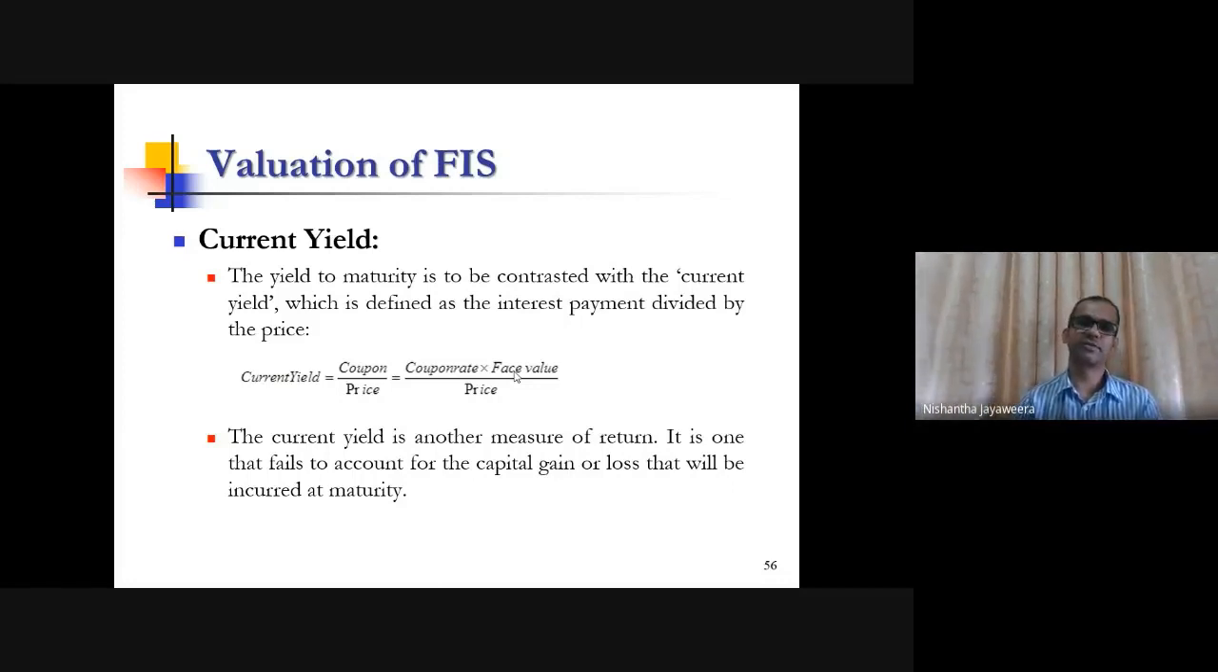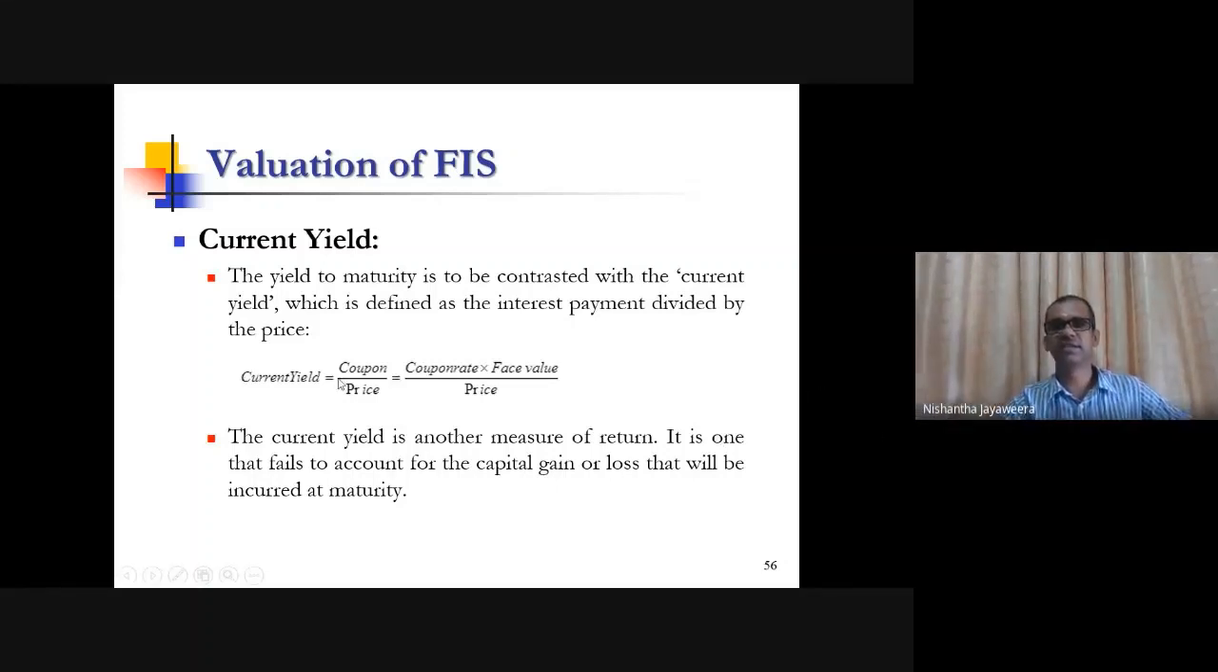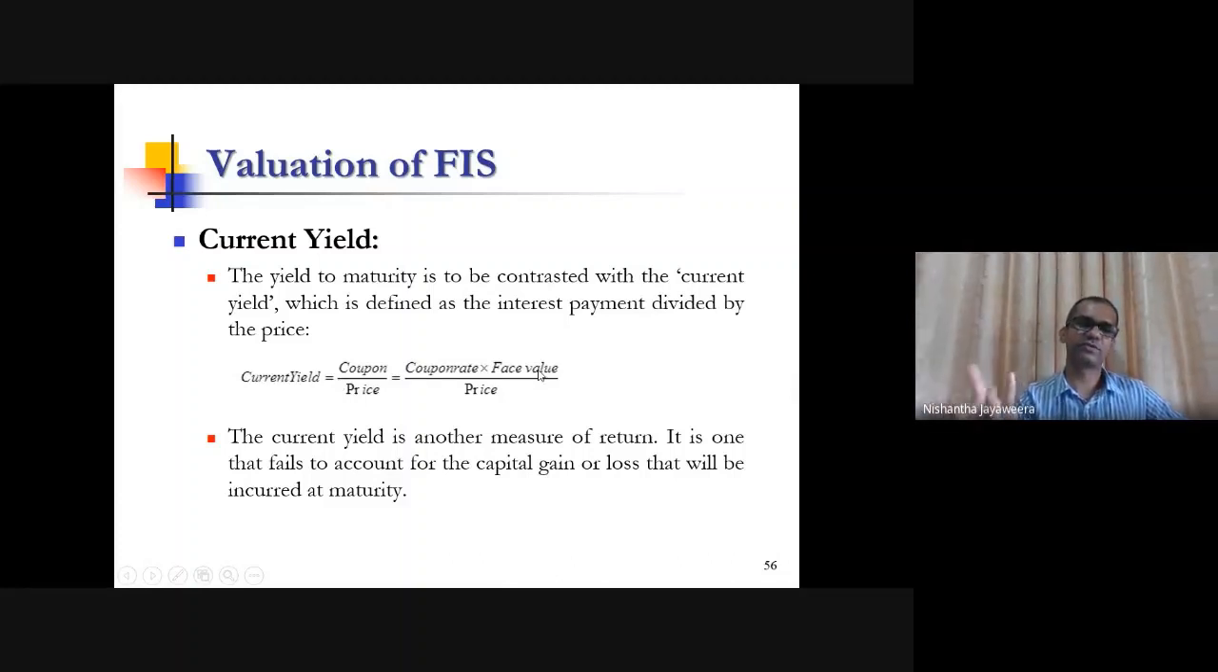That gives you an indication, for the price that you paid, of the gain that you get through coupons. But it fails to account for the future cash flows and their timing, and capital gains or losses. This is just an indication of the cash flow you receive as a coupon, as a percentage of the price that you invest. But there may be a capital gain or capital loss in the future. It is not reflected through that.